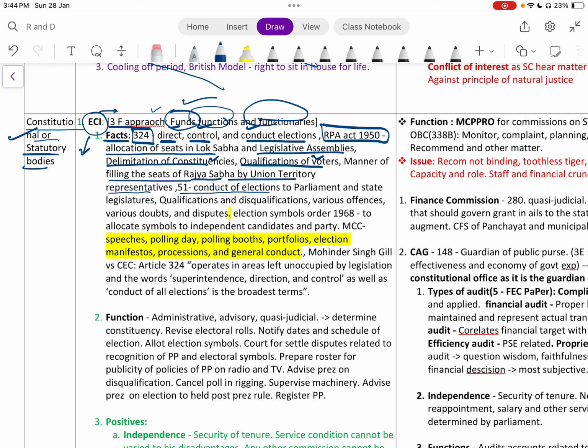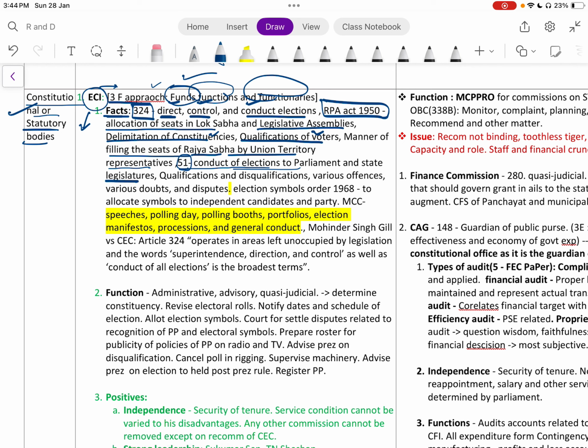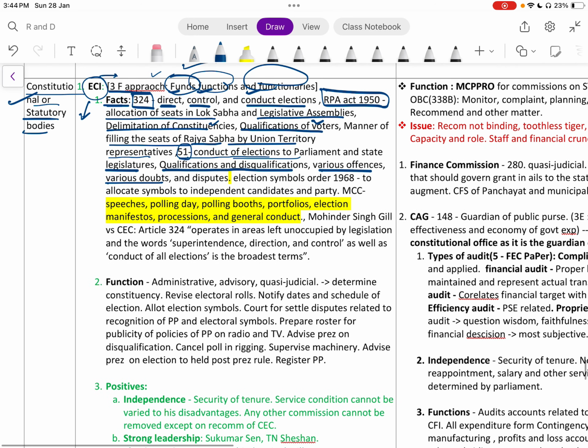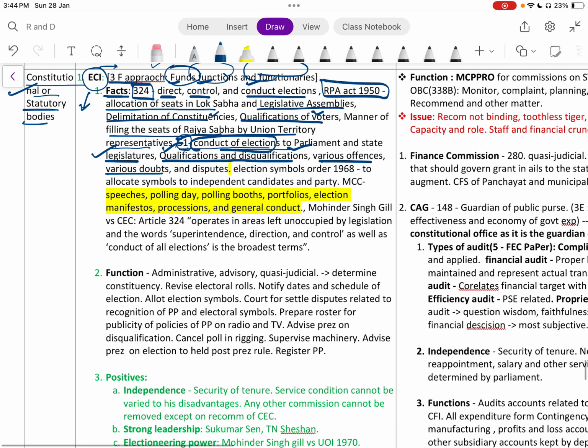Section 51 is the conduct of election of the parliament and the state legislature: qualification and disqualification, various offences, various doubts. Representation of Peoples Act 1951 deals with the conduct of elections to the parliament and state legislature, qualification and disqualifications of the member of the legislative assembly and member of the parliament, various offences, various doubts, disputes. Election Symbol Order 1968 to allocate symbol to the independent candidates and party.